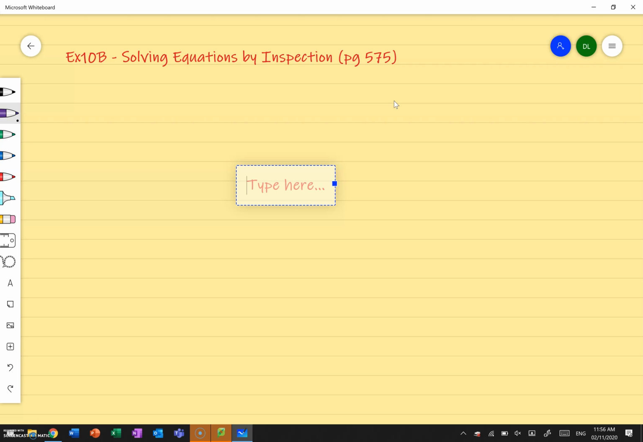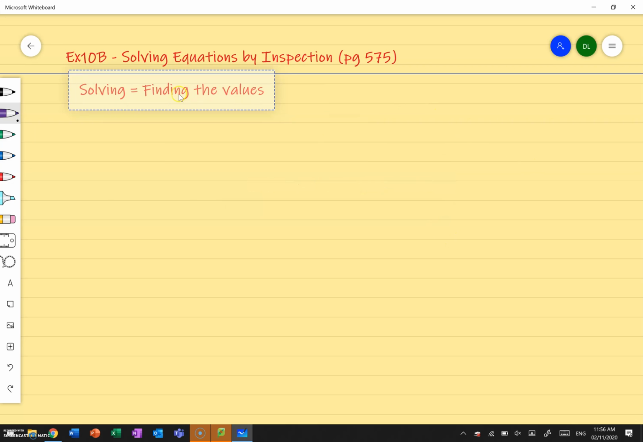Yeah, Rohan. Figuring out something. Perfect. We're finding the values, right? And often we're talking about finding the values of what we don't know.